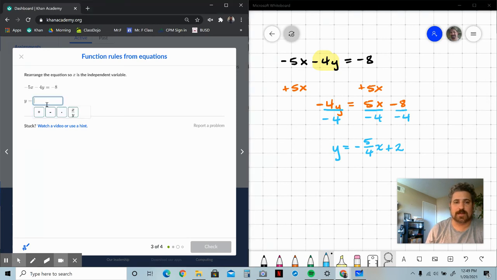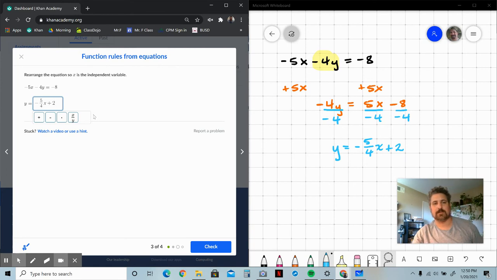And so now you just put that in. It's going to be negative the quantity of x over y, which is going to be 5/4. And then you're going to times that by the input x. And you're going to then add 2. Right? So it's the negative 5/4 times x and then plus 2.